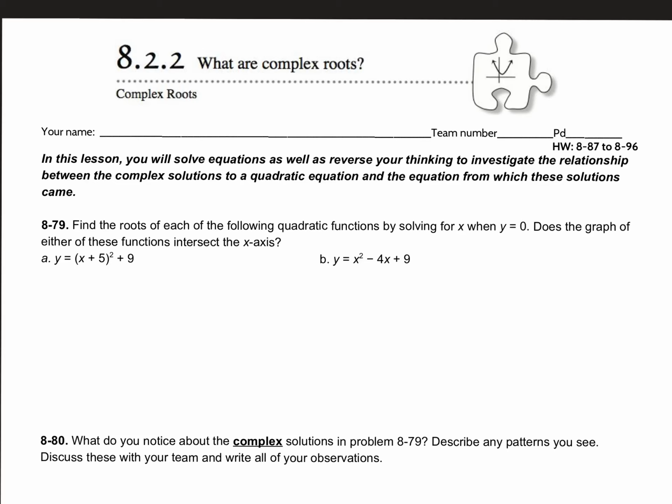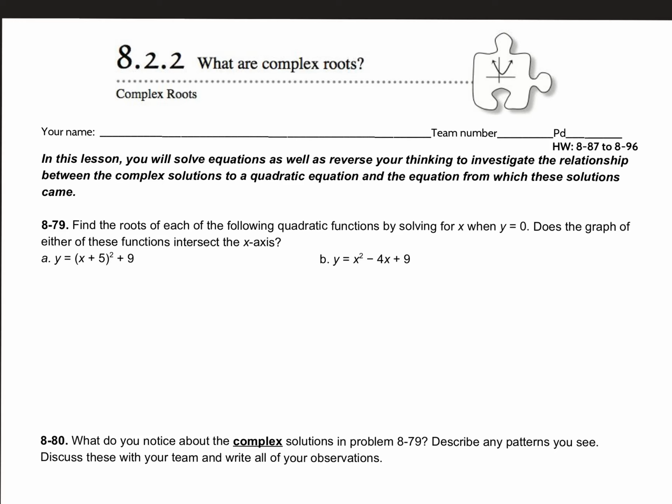Welcome to the first video for this week. We are going to be looking at deepening our understanding of the idea of complex roots. So today we'll be focused on solving quadratics and ending up with imaginary roots and seeing what that means and what patterns we can find.